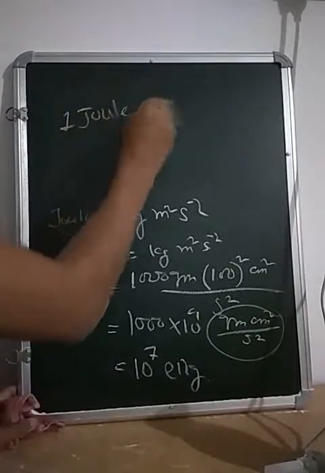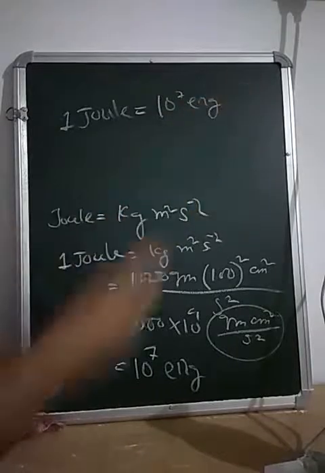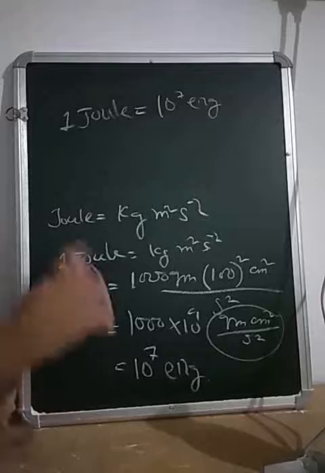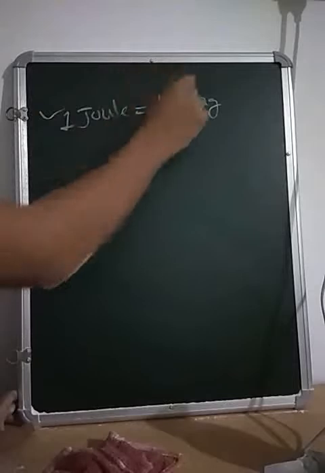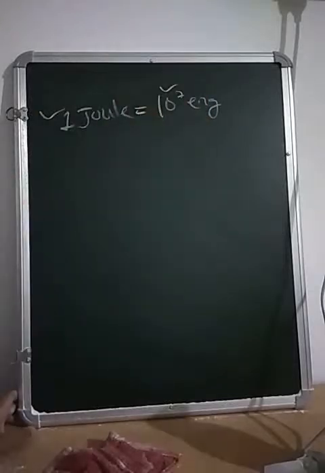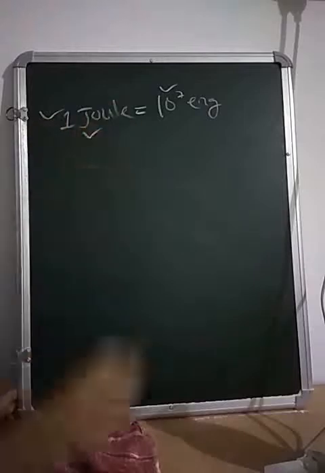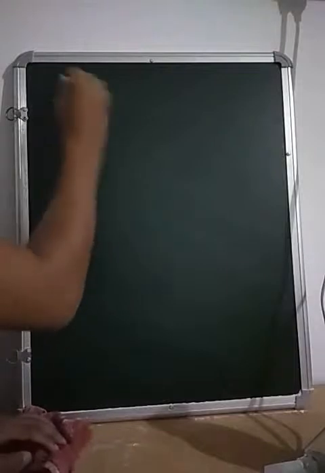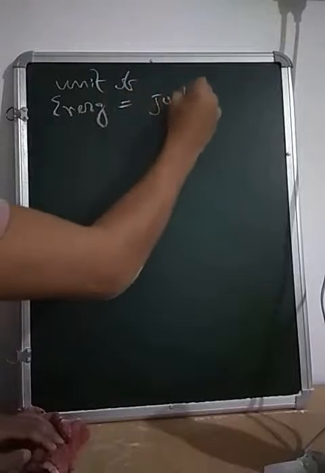So 1 joule is how much? 1 joule is equal to 10 to the power 7 erg. This is the relation between the SI unit and CGS unit of work. When I discuss work and energy, work is nothing but energy. The unit of energy is also the same, the SI unit of energy is also joule.